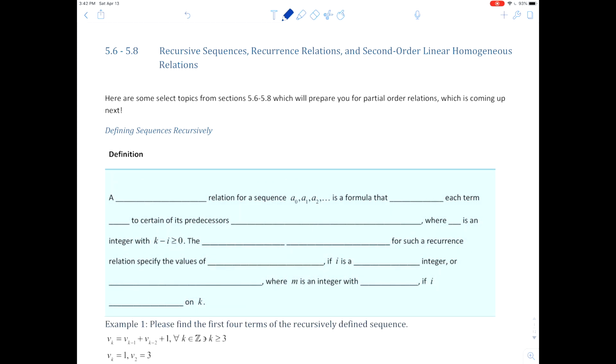Today we'll be taking a look at sections 5.6 through 5.8 of the EP text for discrete mathematics with applications. We're just going to be taking pieces of what we need from these sections in order to prepare us for partial order relations. So, you ready? Let's go.